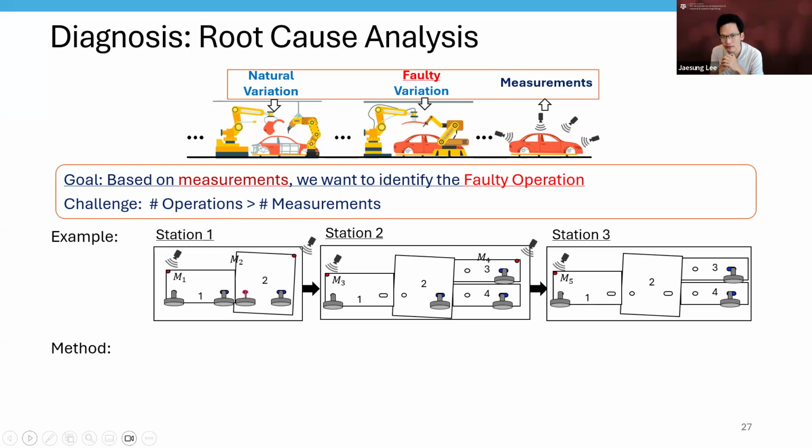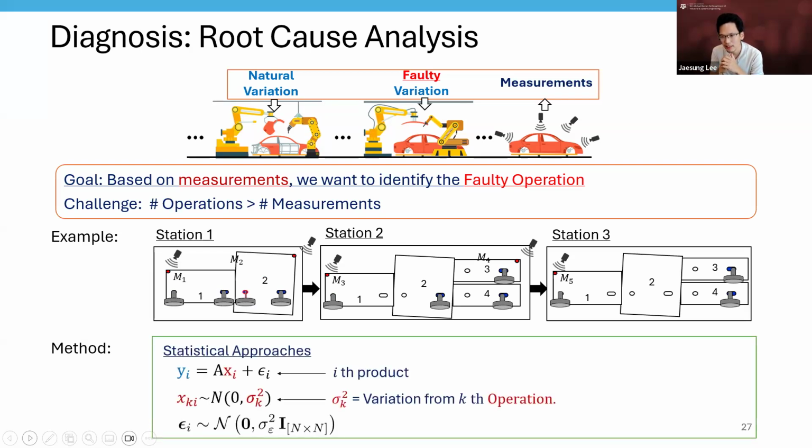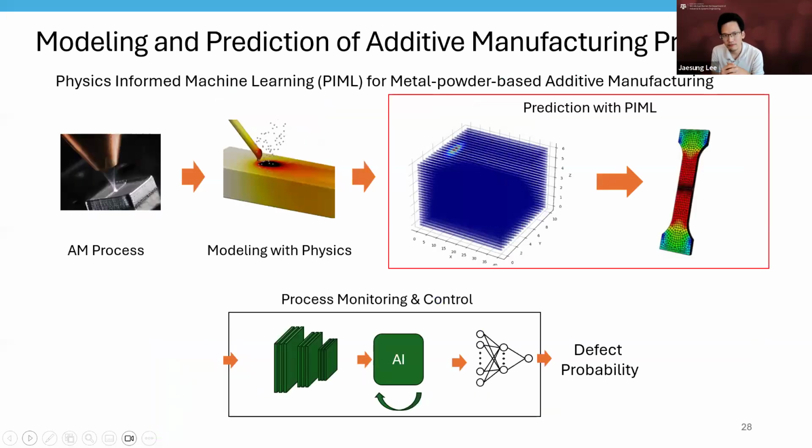It's an important question. However, the measurements sometimes do not indicate the operation itself. So in that case, we need to do some analysis. That can be done by modern machine learning methodologies or statistical approaches. This kind of technique is called root cause analysis or the diagnosis problem. Basically, given a limited number of sensors, we want to identify where the problem happens so that we can fix it.